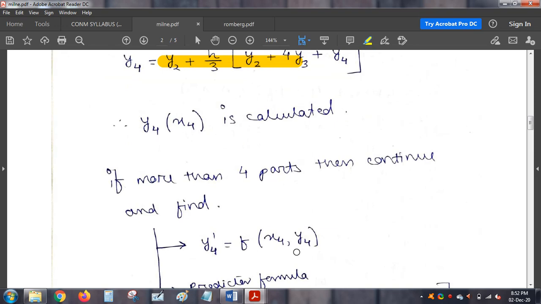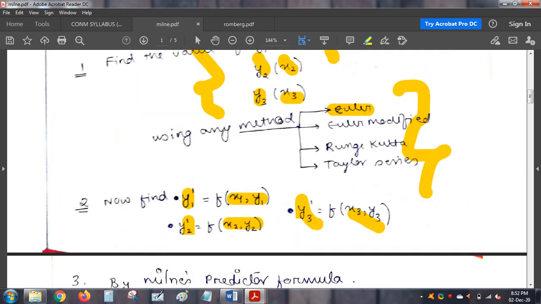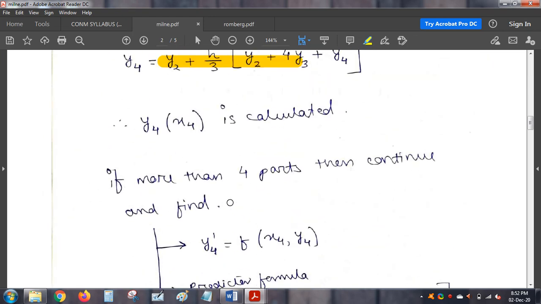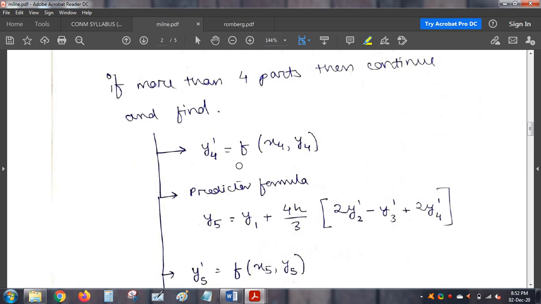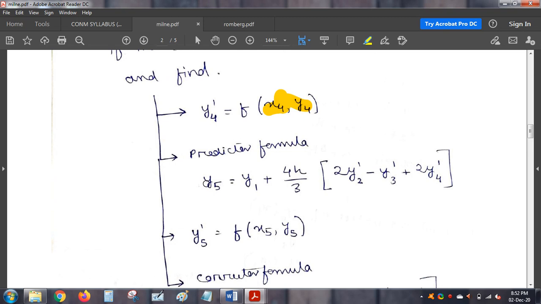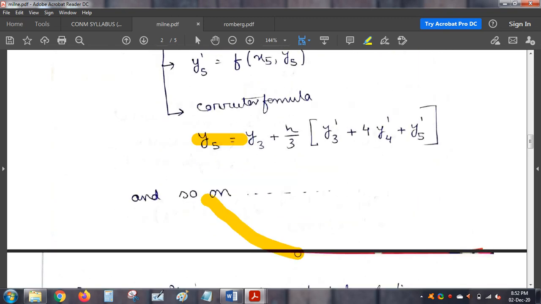Now if you have more than x4 parts, in that case what you do is that for the first three, x1, x2, x3, y1, y2, y3, you will do as it is, you can use this and you find out. Then y4 you find out using the predictor method. Once you know the y4, then you modify the y4 using the corrector method. Then you find y dash at y4, and then you use this in your y5 and y5 dash corrector, and so on and so forth.